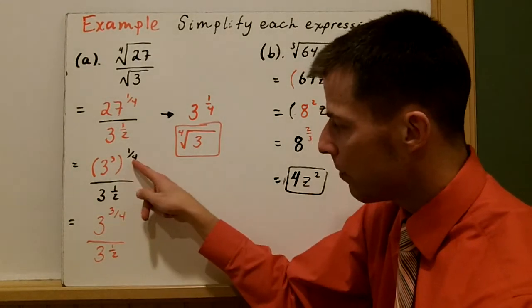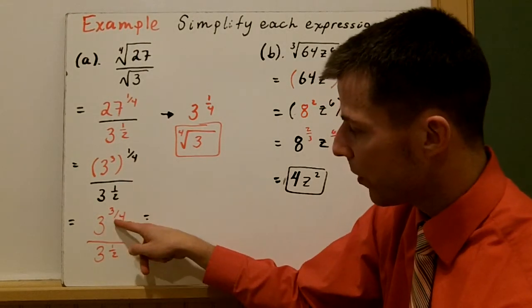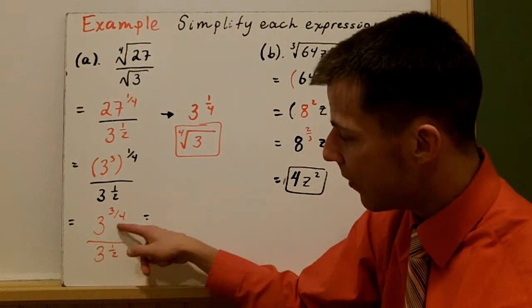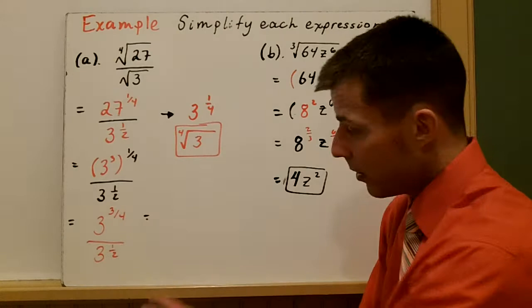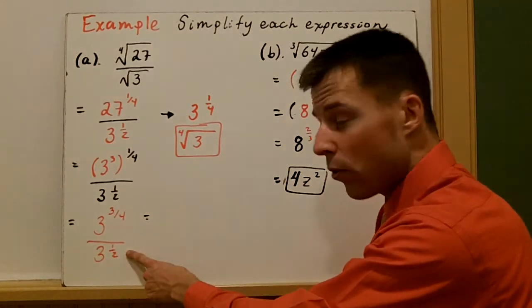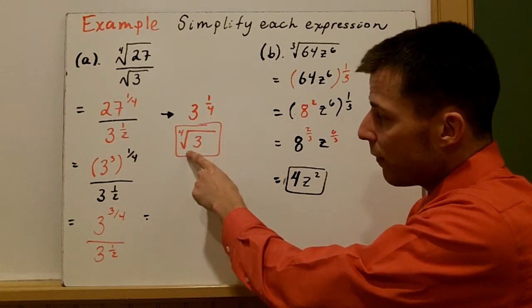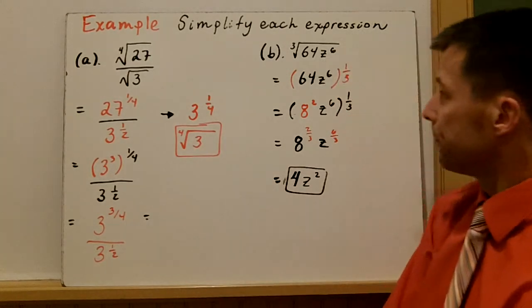A power to a power, you multiply, so you get 3 to the 3/4 divided by 3 to the 1/2. And now I can subtract powers. 3/4 minus 2/4 is 1/4. So you get 3 to the 1/4, or the 4th root of 3.